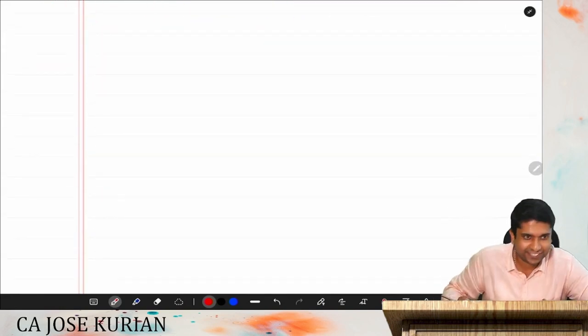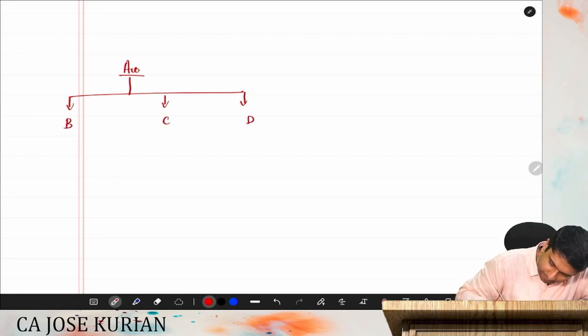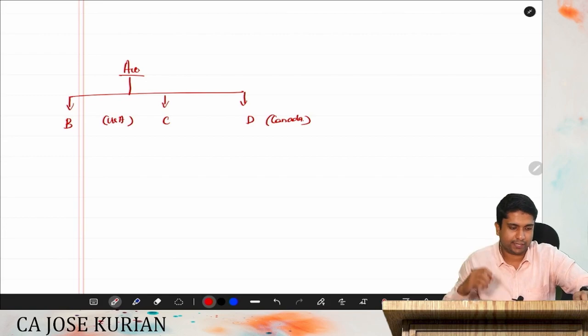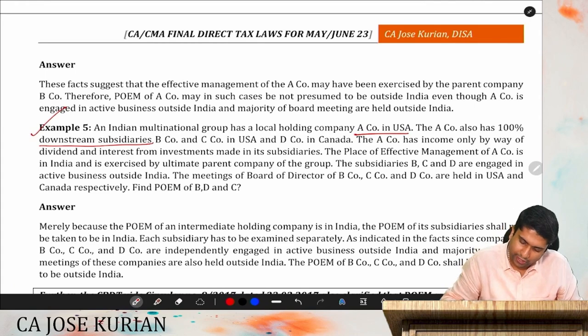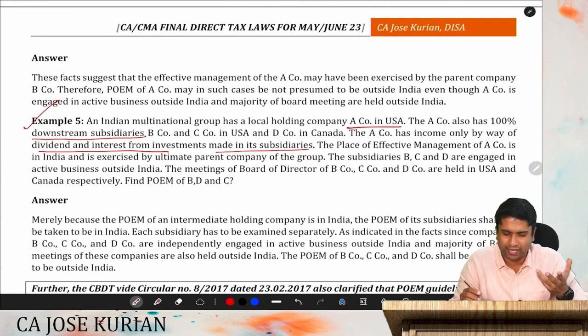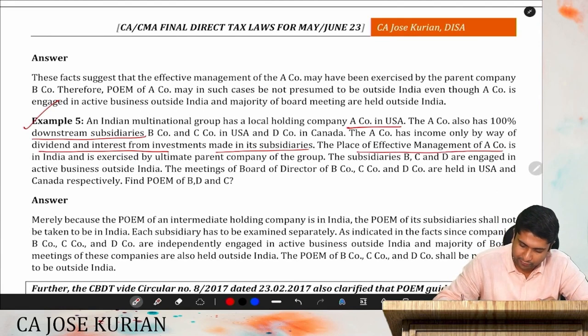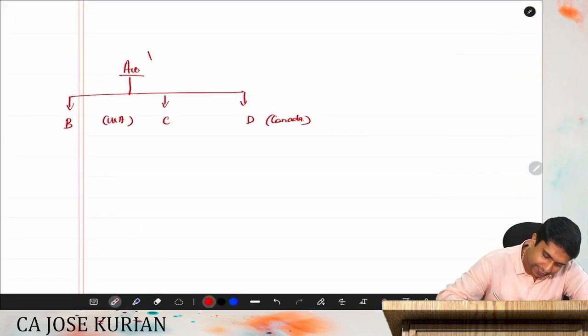Oh my God, please respond, guys. So, AECO is there. Under that, there are three subsidiary companies, B, C and D. B and C in USA and D is in Canada. Now, let's continue the example. AECO has only income by way of dividend and interest from investments made in its subsidiaries. So AECO only has passive income, and the place of effective management of AECO is in India. So POEM of AECO is already determined. It's in India.